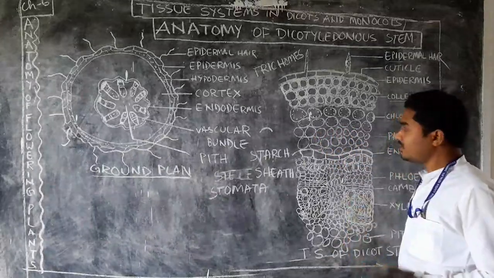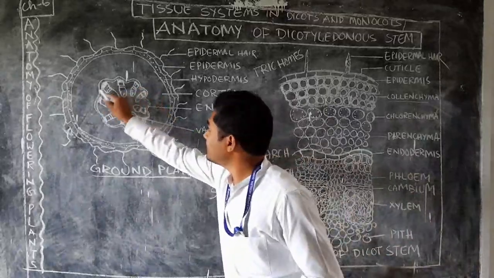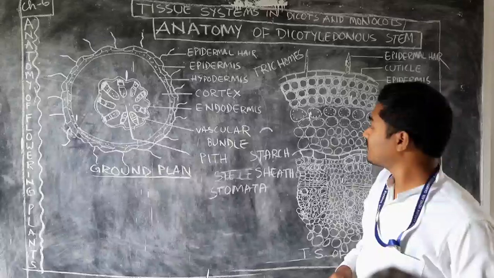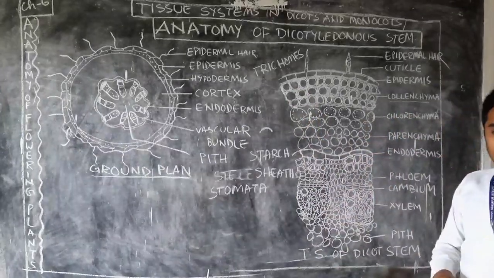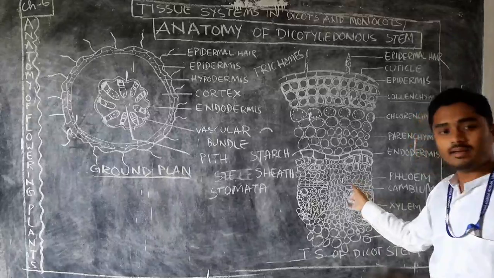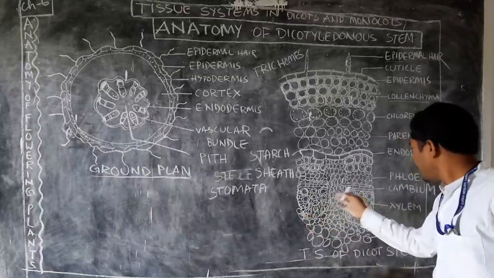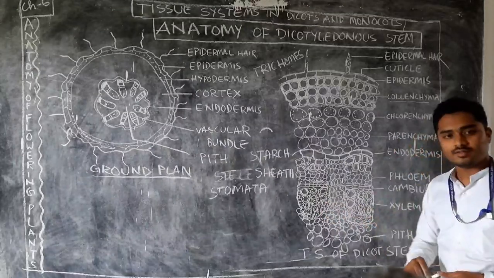Then the vascular bundles are arranged in a ring. So in the ground plan it is very evident that they are arranged in a ring-like structure. As it is a half section, only two vascular bundles are shown here. Then in between the vascular bundles, so this is one vascular bundle and it is another vascular bundle.